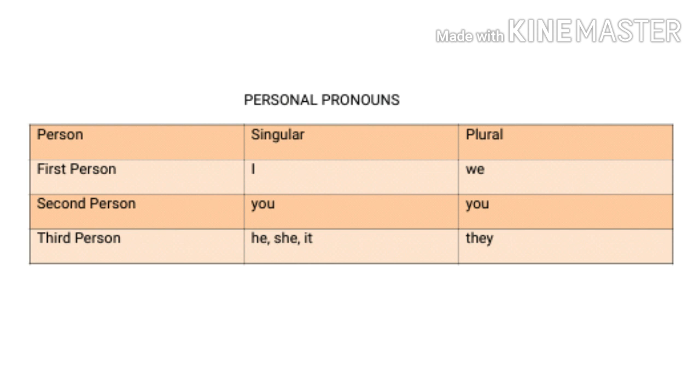Look at the following table of personal pronouns. As you already know, personal pronouns stand for first, second, and third persons respectively. They are also classified into singular and plural depending on their number. First person singular is I, first person plural is we. Similarly, second person. Remember, second person you has the same form as singular and plural. Then third person. Third person singular pronouns are he, she, and it. Third person plural pronoun is they.